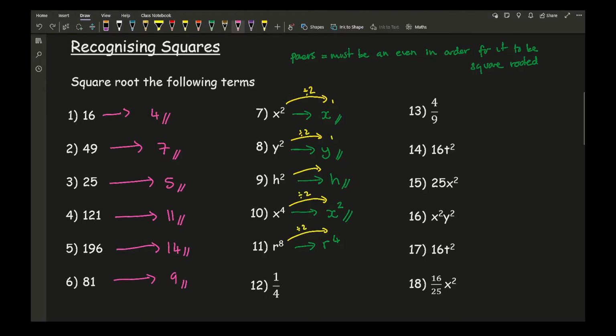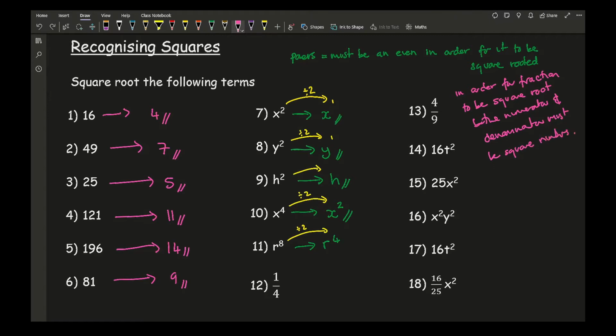Now when we move on to fractions, in order for fractions to be square rooted, both numerator and denominator must be square numbers. So if the numerator and denominator contain numbers that aren't square numbers, then you won't be able to square root it as quickly. So here I've got the square root of 1 is 1 and the square root of 4 is 2. So therefore we've got a half.